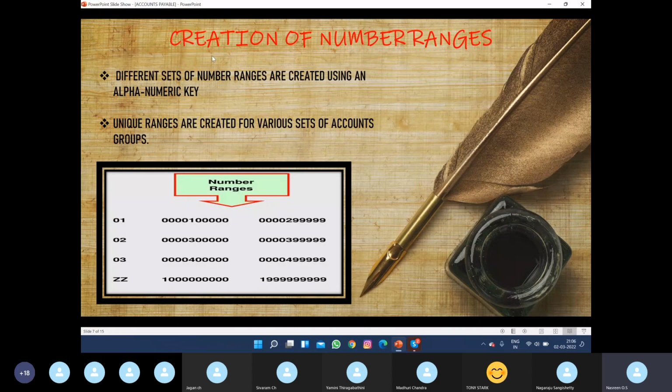After creating the vendor account groups, we create these number ranges, and since the system will not know which account groups we have created these number ranges for, we also have to assign these to those account groups. That becomes the next step.